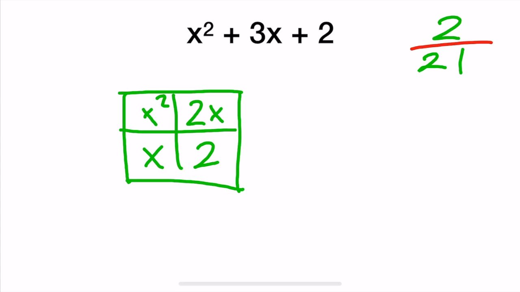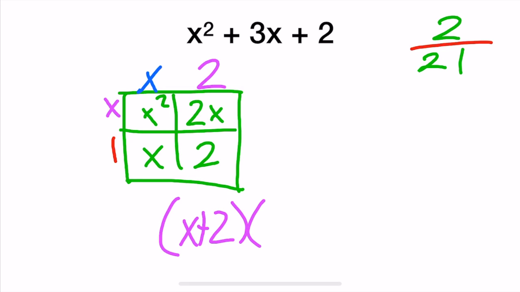So now we're just going to look. X and x squared, our common factor would just be x. X and 2x, our common factor is once again x. Between x and 2, our common factor is 1. And between 2x and 2, our common factor is 2. Meaning our final answer would be x plus 2 times x plus 1.